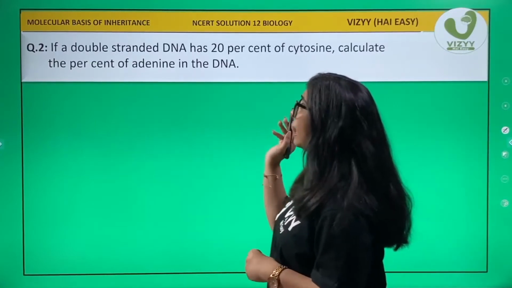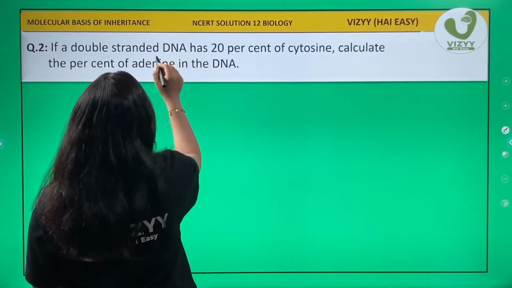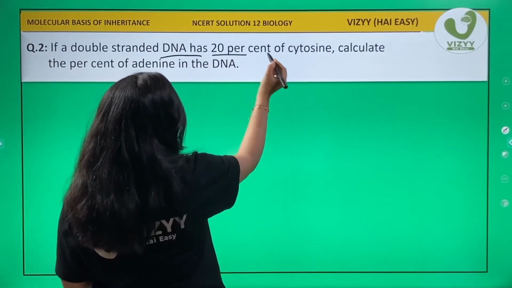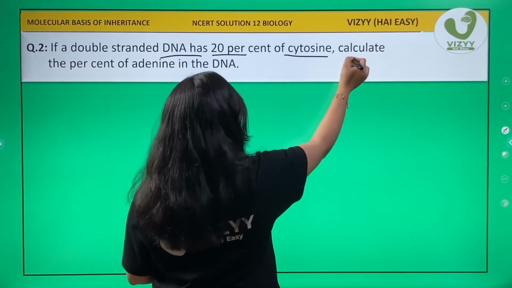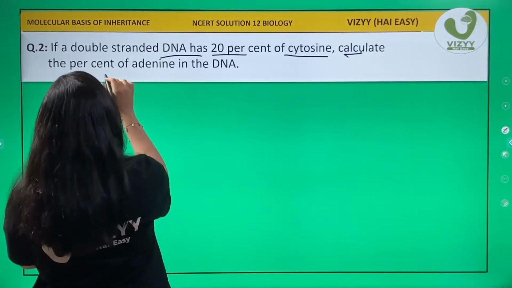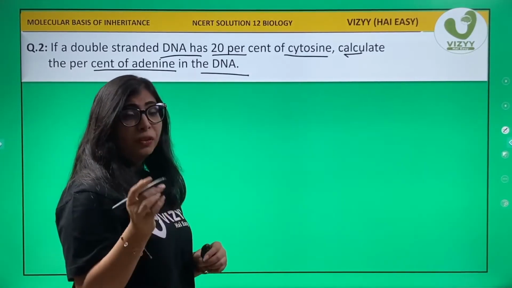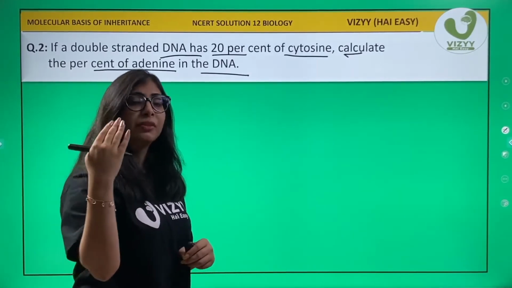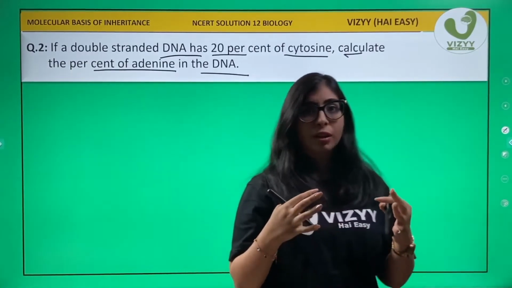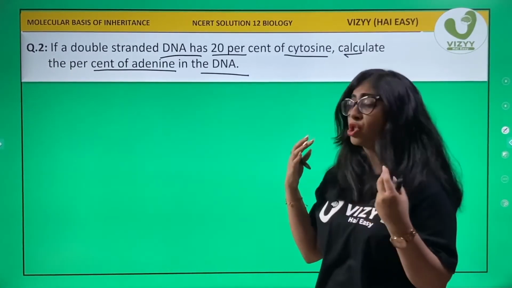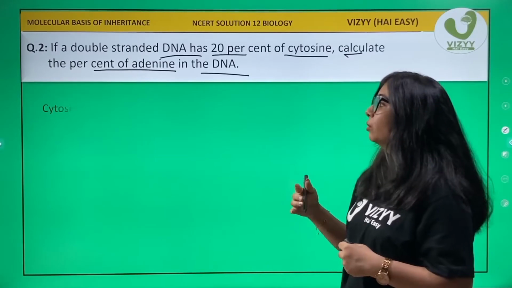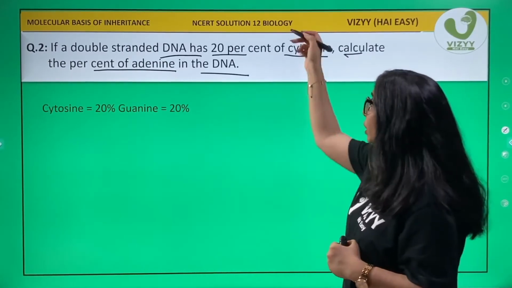62. If a double-stranded DNA has 20% of cytosine, calculate the percent of adenine in the DNA. So now over here we need to remember that we have a specific formula. That formula is known as Chargaff's rule. So let's start by writing what we know.